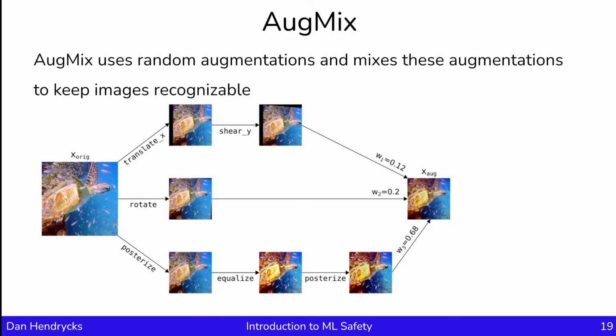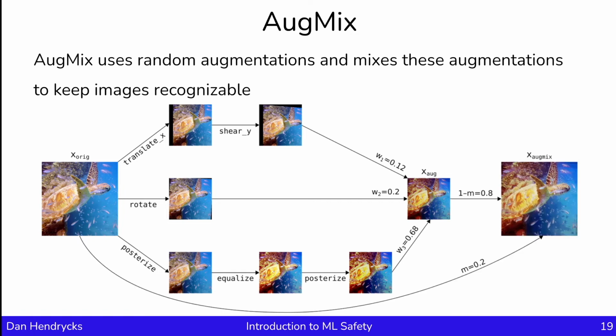Then these different augmentations are mixed together through a random convex combination. And then finally, there's a skip connection where that augmented image is mixed in with the original image, and that results in the AugMix image.